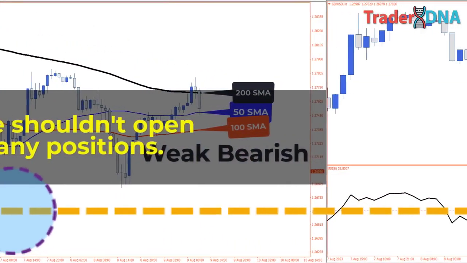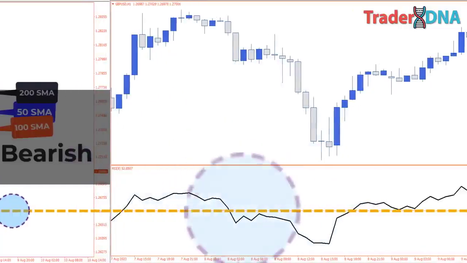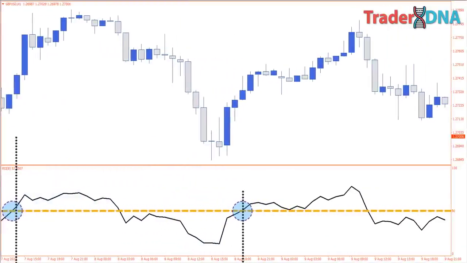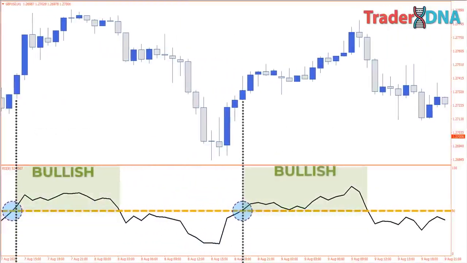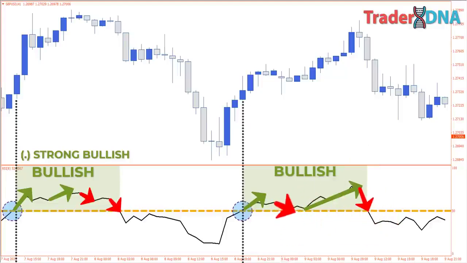Rules for the 8-period RSI. If the 8-period RSI is above the level of 50, the market is assumed to be in a bullish condition. If in this condition the RSI line is facing upward, it's considered a strong bullish market. If the RSI line is facing downward, it's considered a weak bullish market.